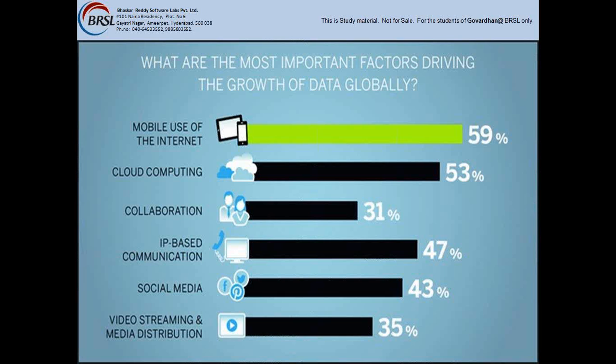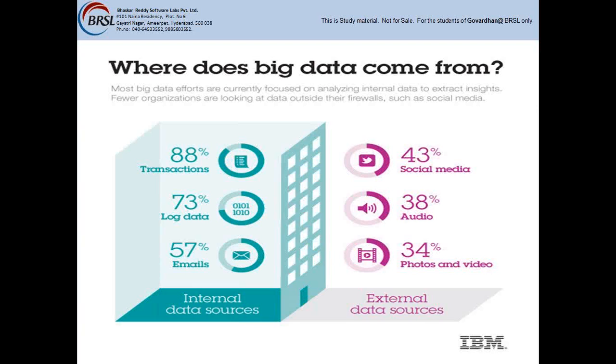Good. Things are changing. So where is all this big data coming from? Do we need to get it from somewhere else? No. Internal to the organization, there is a lot of data in the form of transactions. So you have 88% of the data in the form of transactions, 73% in log data, and 57% of it is already there in the form of emails.